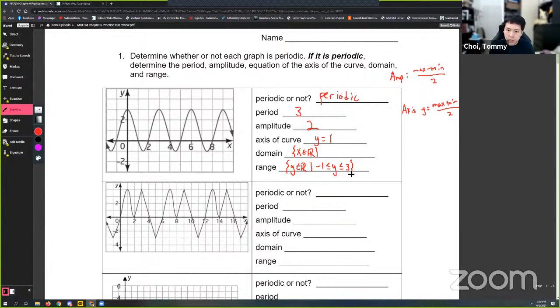So this is going to be how you solve for each of the key points. Yes, you will have a question like this on your test, which requires you to find those key points from a graph that you're looking at. Okay.